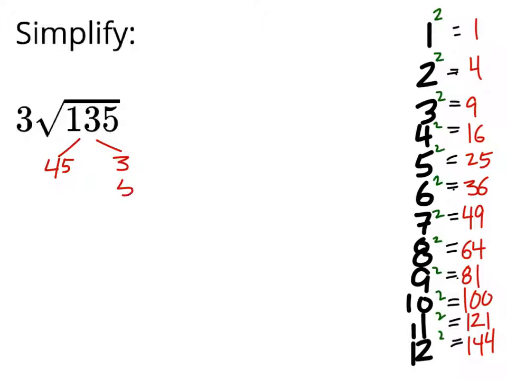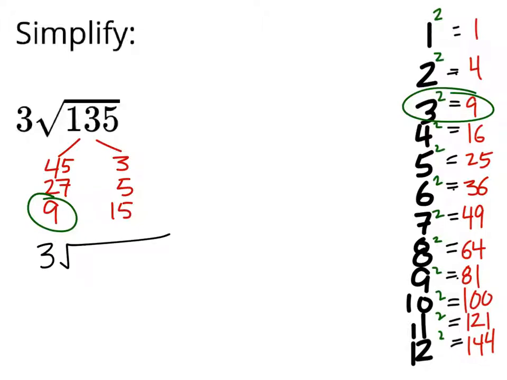What about 5? That'd be 5 and 27. Still no good. It won't go into 10, but maybe 15 will work. And there we go. I get 15 and 9. 9 is a perfect square of 3 right here. So we have that 3 in the front right there, right? And then it's the square root of 9 times 15.